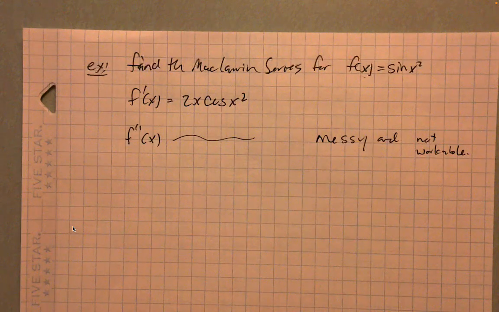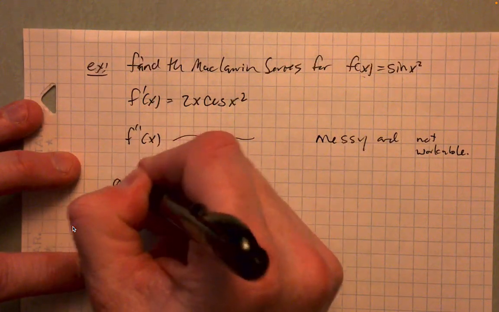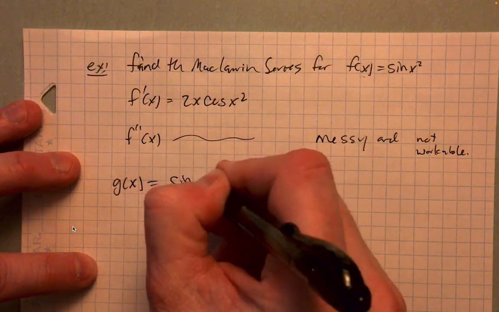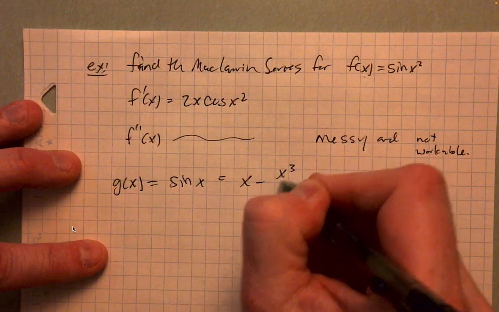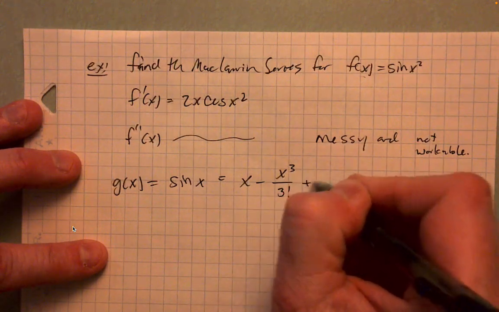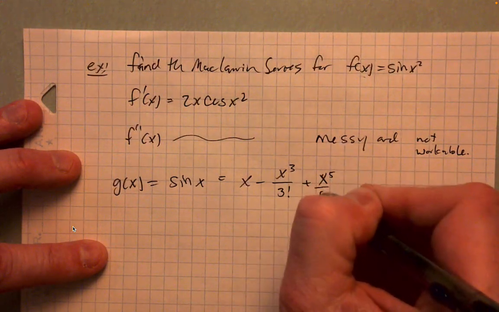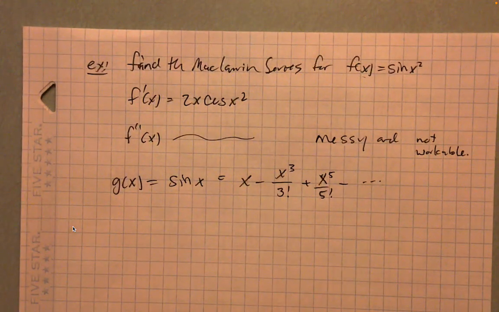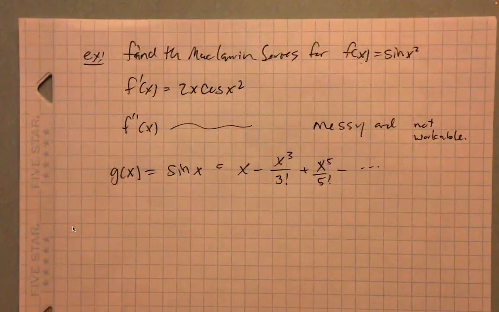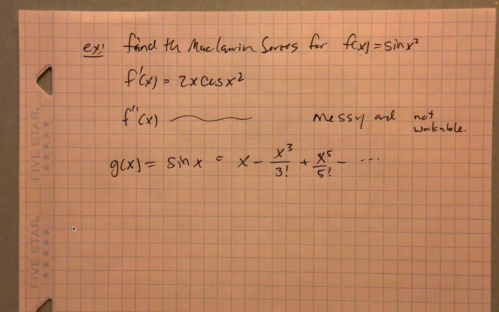So what we can do is, again, let's pull back up our trusty g of x equals sine of x, which is equal to x minus x cubed over 3 factorial plus x to the 5th over 5 factorial minus da da da, right? So we just saw this. And so can we find the Maclaurin series for this? You betcha, not a problem, right? All we gotta do is consider g of x squared.